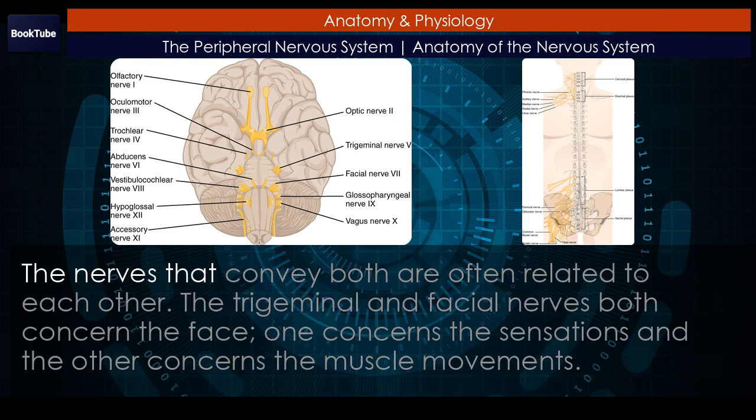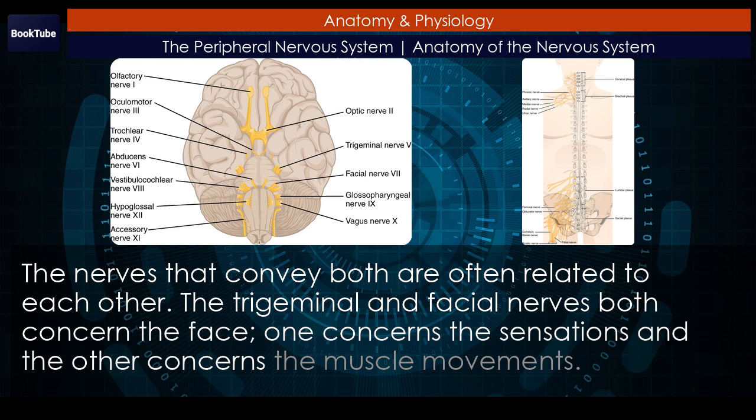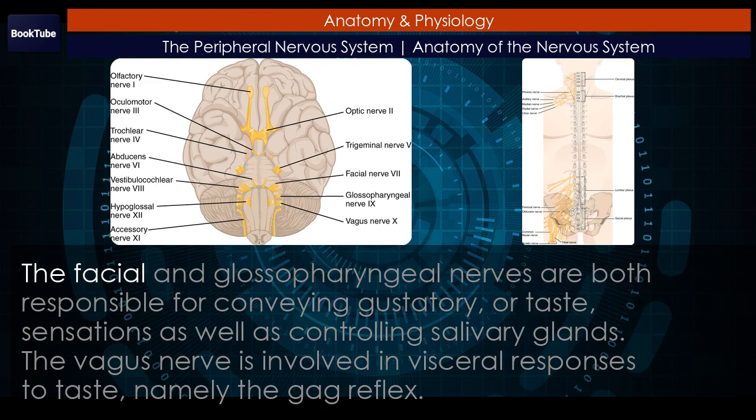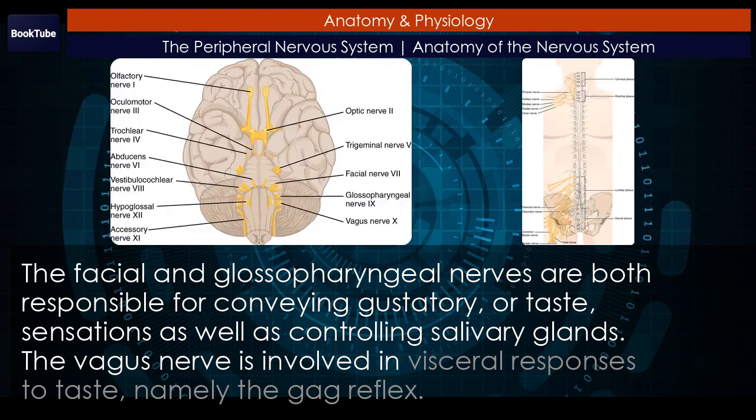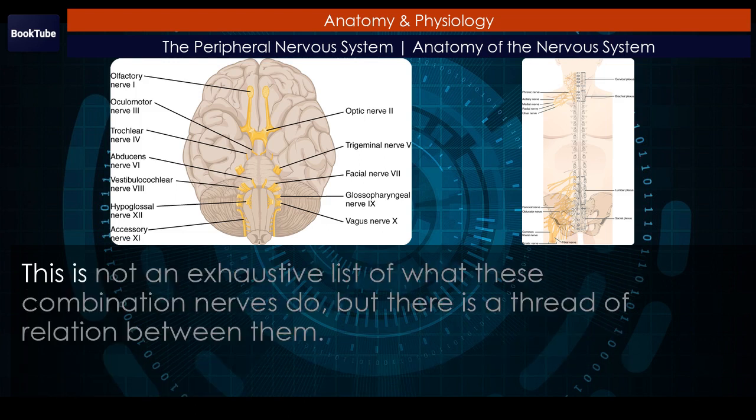The nerves that convey both are often related to each other. The trigeminal and facial nerves both concern the face. One concerns the sensations and the other concerns the muscle movements. The facial and glossopharyngeal nerves are both responsible for conveying gustatory, or taste, sensations as well as controlling salivary glands. The vagus nerve is involved in visceral responses to taste, namely the gag reflex. This is not an exhaustive list of what these combination nerves do, but there is a thread of relation between them.